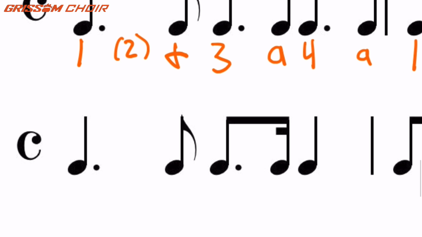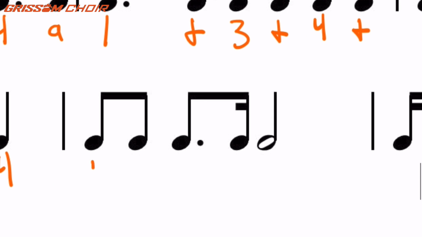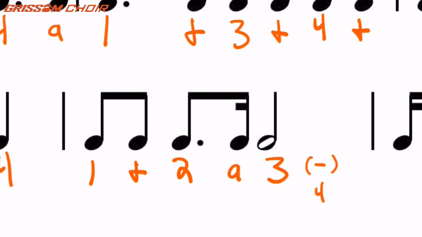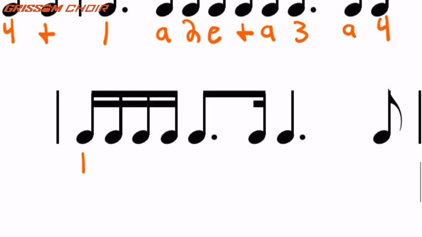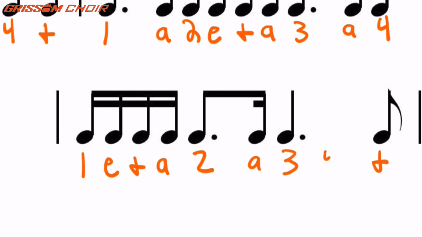First example on this second line, 1 and 3 4. Then 1 and 2 3 with a dash, or 3 with the parentheses, or you can just leave it as 3. Last measure, 1 E and 2 3 and, remembering that that 4 is encapsulated in that dotted quarter note on the third beat.